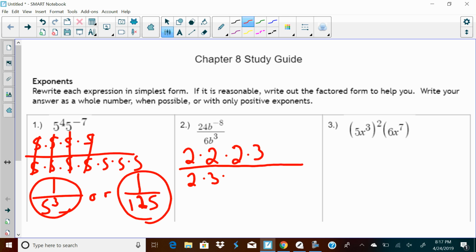And then there's 8 b's on the bottom and on the top for the negative 8, and then 3 more because they're already on the bottom. So the 2's cancel, 3's cancel. So I'm left with 4 on the top, and 11 b's on the bottom.